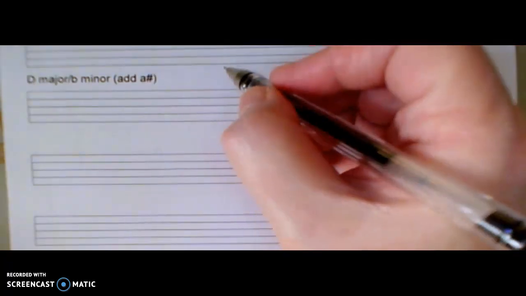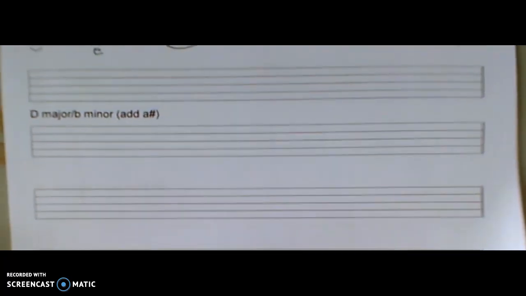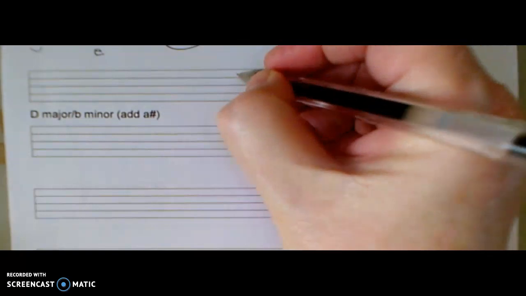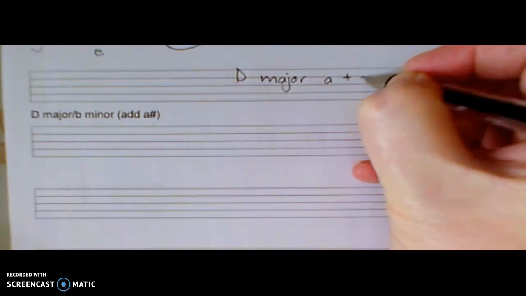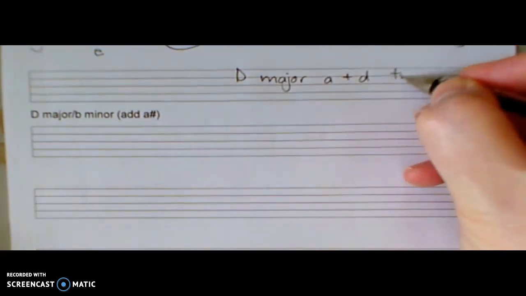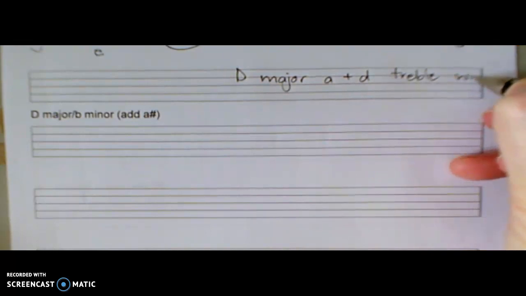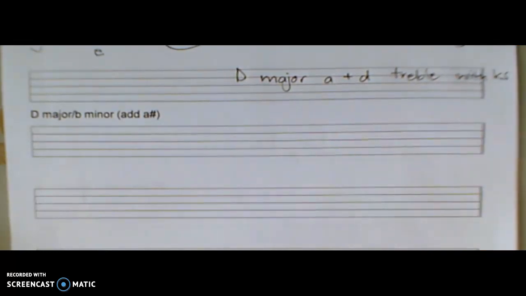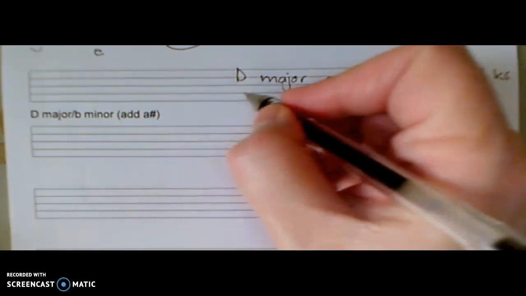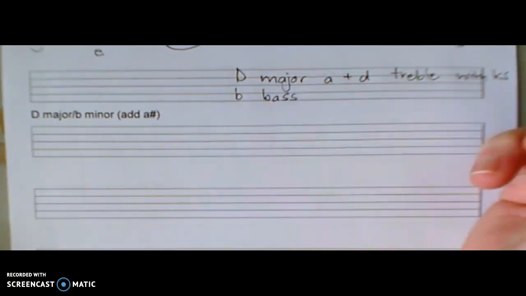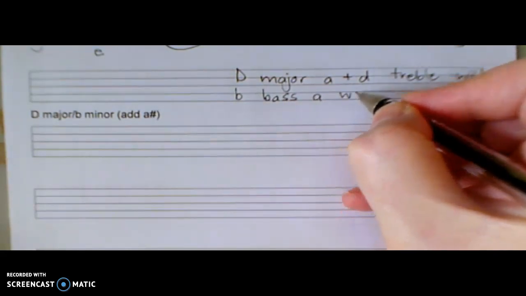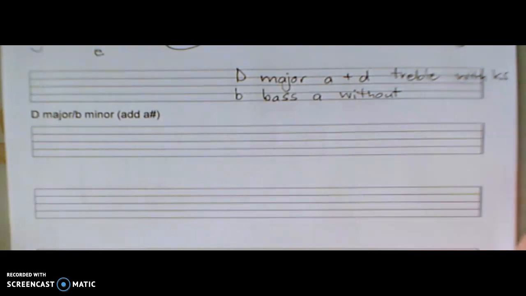Let's also look at D major today. Now the first one that we're going to write, let me just move it so that you can see what we're going to do. Let's do D major, ascending and descending, and we do it in the treble clef, and we do it with key signature. So that's a lot of instructions. And then we do B minor in the bass clef, and we do it ascending without key signatures.